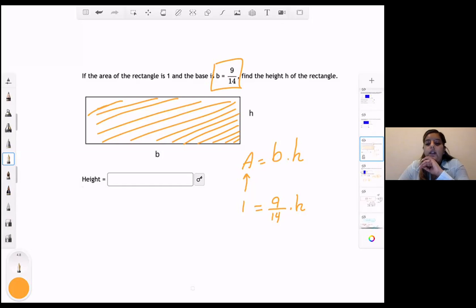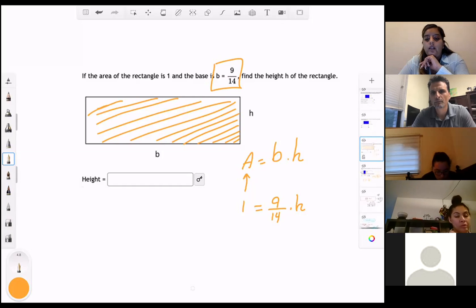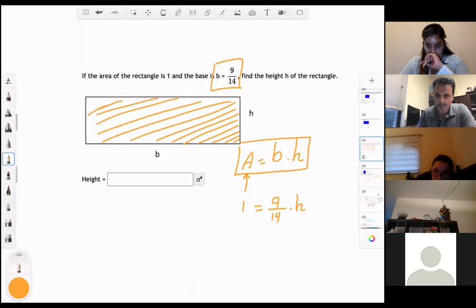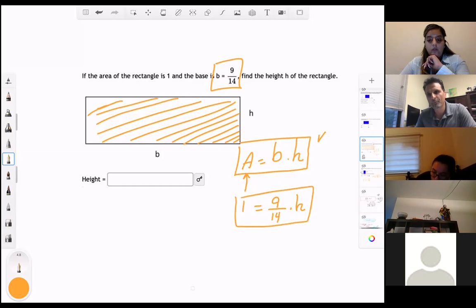I'm going to guess, is it 14 over 9? Very good guess, 14 over 9. But knowing this formula is the first step. You have like millions of formulas. Which formula do you use? So this is the first step. Substituting the value is another important step. The last one is solving. So this is you need to solve.